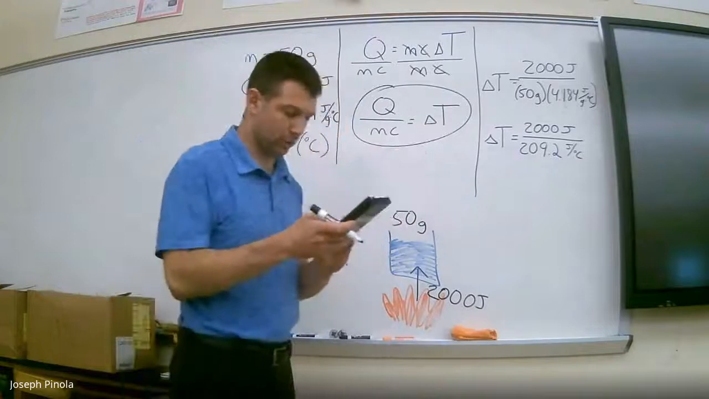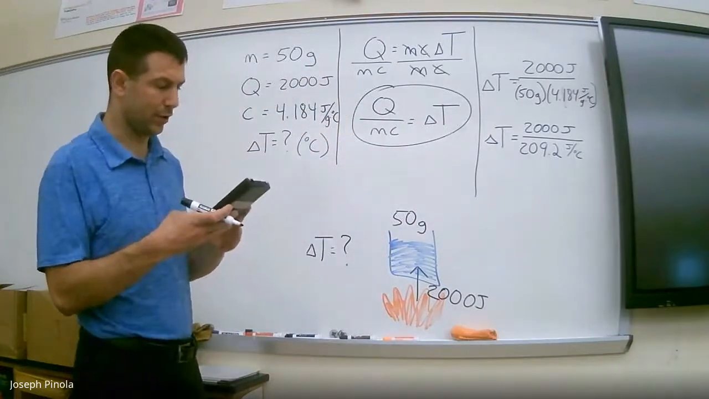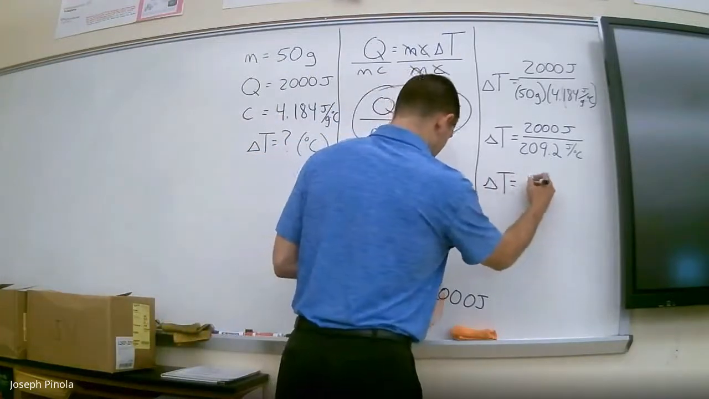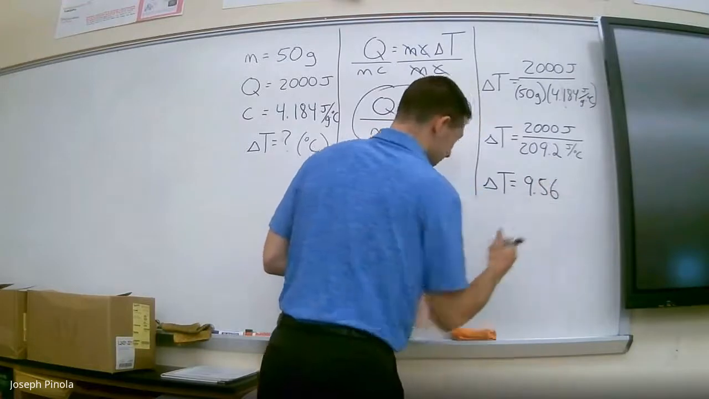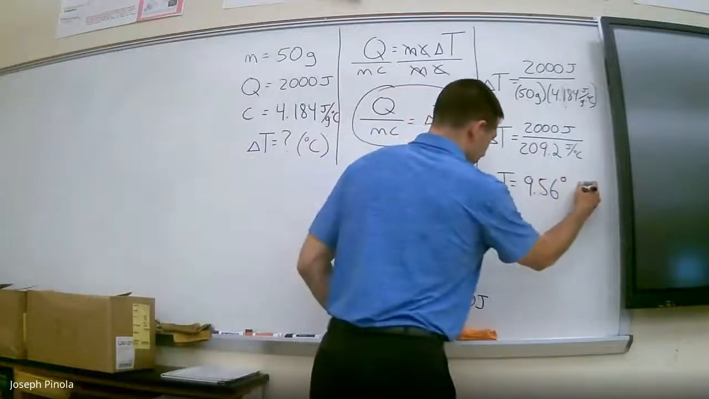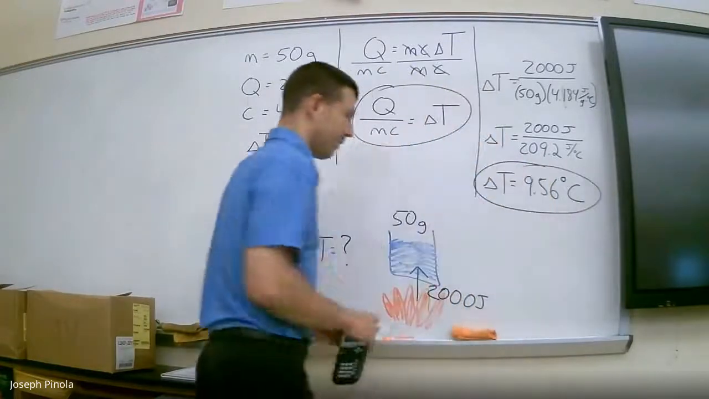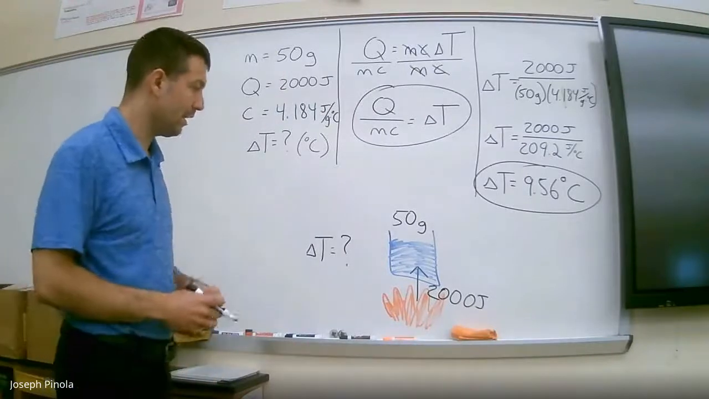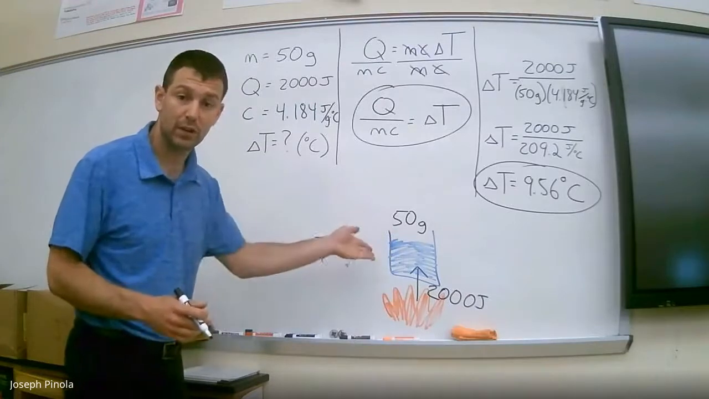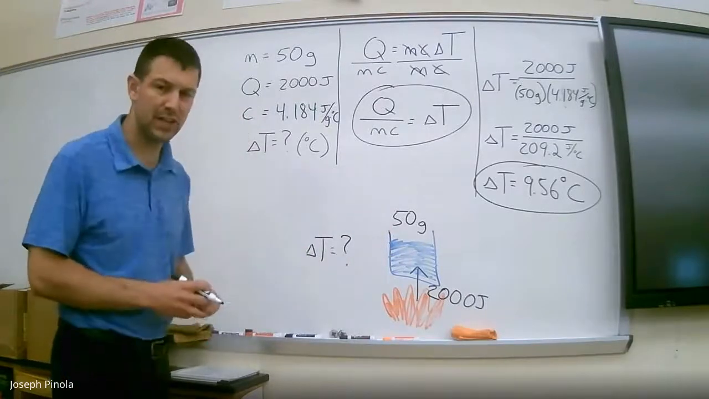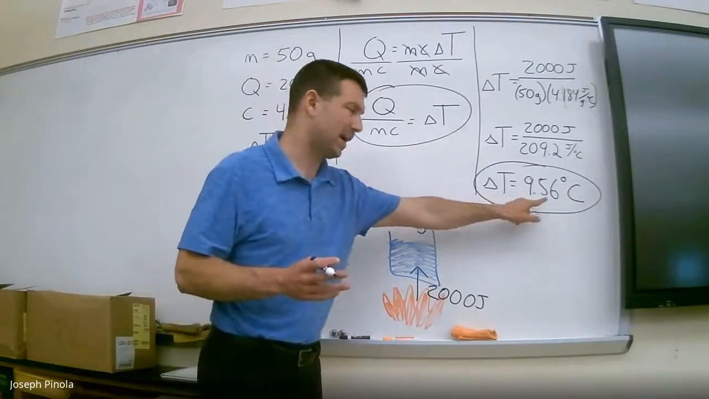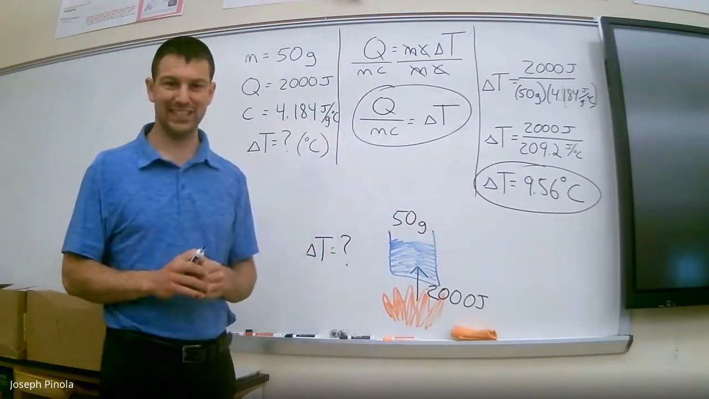Now I can divide these two, 2,000 divided by 209.2, and I get a final answer of a temperature change of 9.56. And remember our units, degrees Celsius. If I give 2,000 joules of heat to a 50-gram container of water that has this specific heat, its temperature will change by 9.56 degrees Celsius.